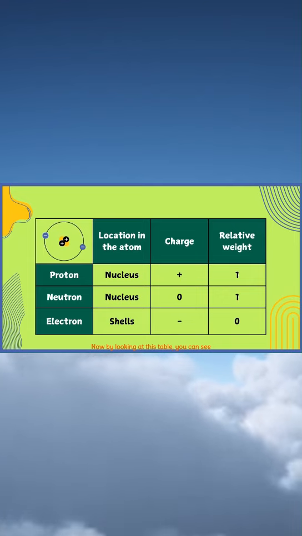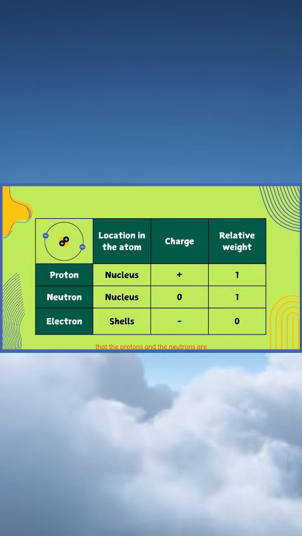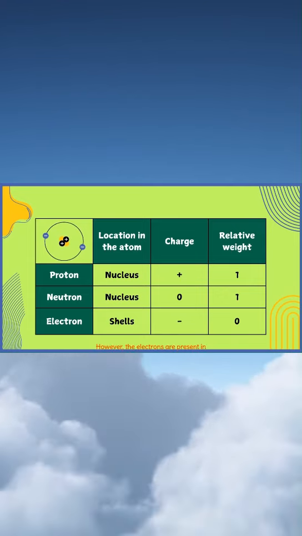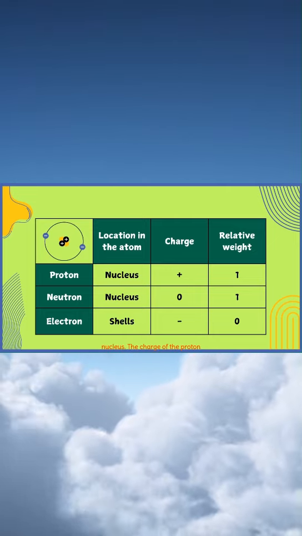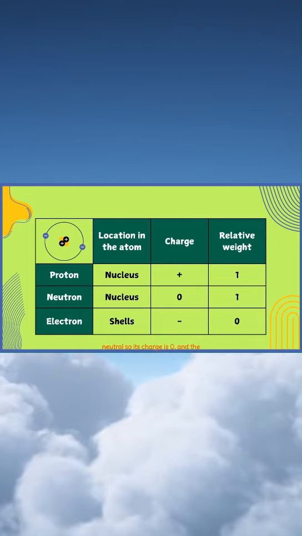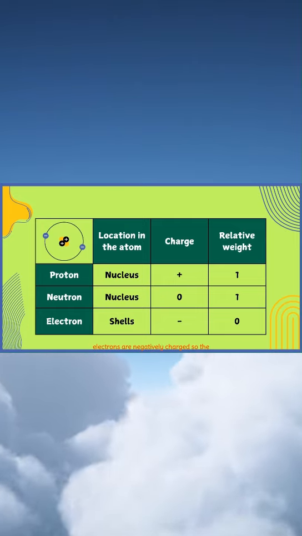So now by looking at this table, you can see that the protons and the neutrons are present in the nucleus of the atoms. However, the electrons are present in the shells which orbit around the nucleus. The charge of the proton is positive, the neutron is neutral, so its charge is 0, and the electrons are negatively charged, so the charge is negative.